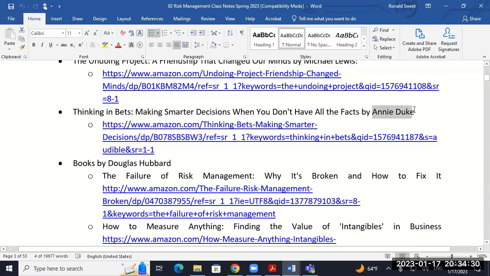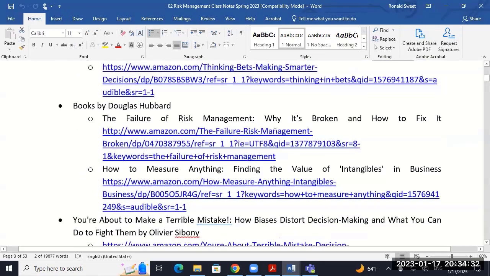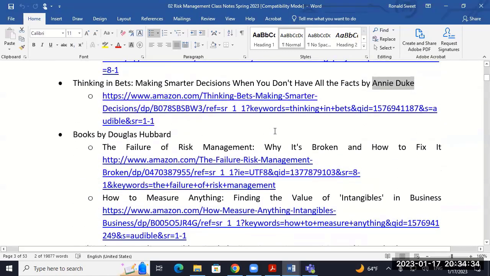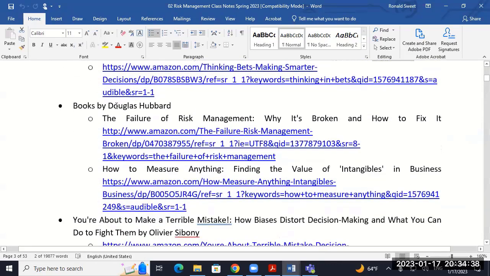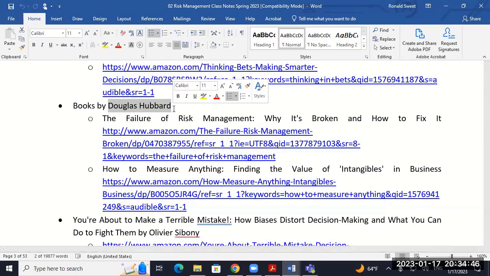Annie Duke. I'm a big fan of Annie Duke, although I emailed her and she never replied, so maybe I don't like her that much. But anyway, I may try it again. I'm a huge fan of Doug Hubbard. I called him and he actually talked to me, so I like him even more. He's one of my heroes.